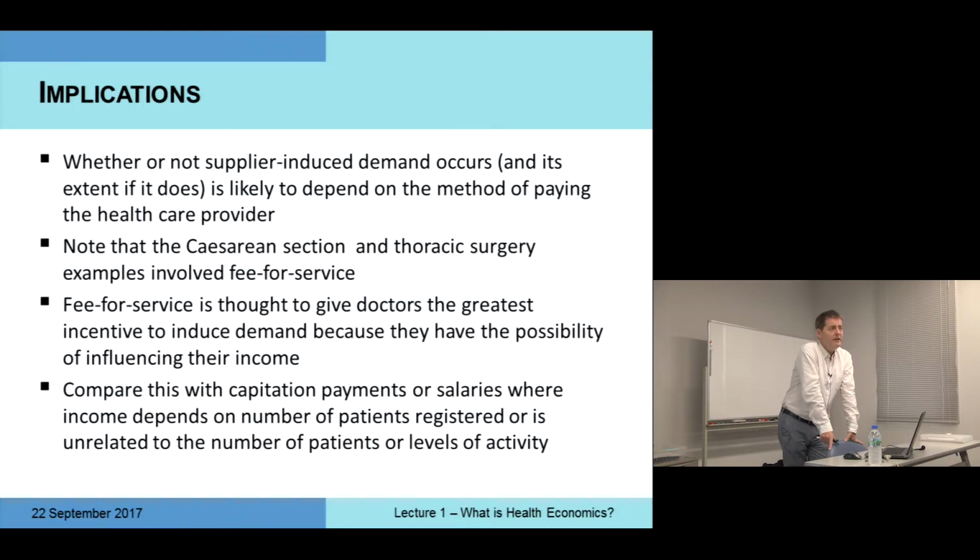Or, for example, capitation payment, where you get a payment per patient that you're responsible for. Now, with capitation payments, if anything, the incentive's going in another direction. Do less for them, because that way you can have more patients. And so health economists have been quite interested in this area.